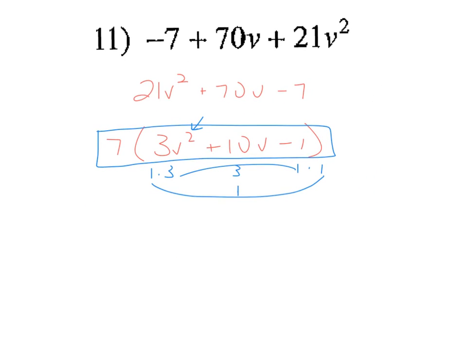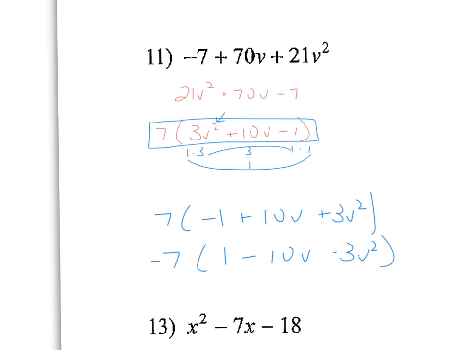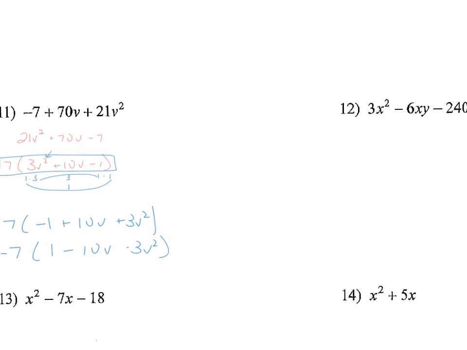Now, if you didn't change the order around and you pulled out, let's just say a 7, then you would have a negative 1 plus 10v plus 3v squared. I would have also accepted if you chose to pull out a negative 7 and get 1 minus 10v minus 3v squared. That would have been fine as well. So there's kind of a lot of things I would have accepted on that one.